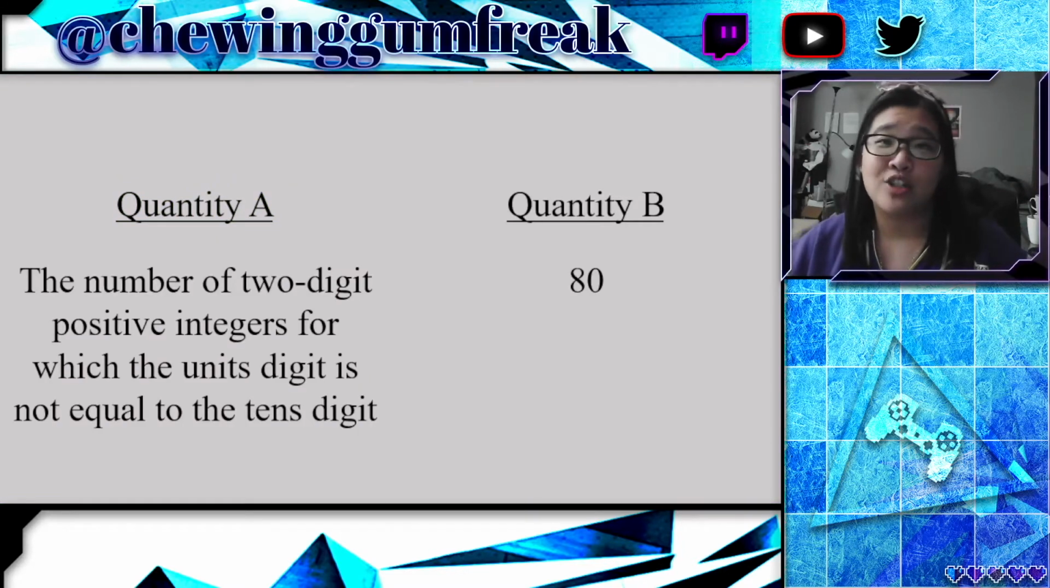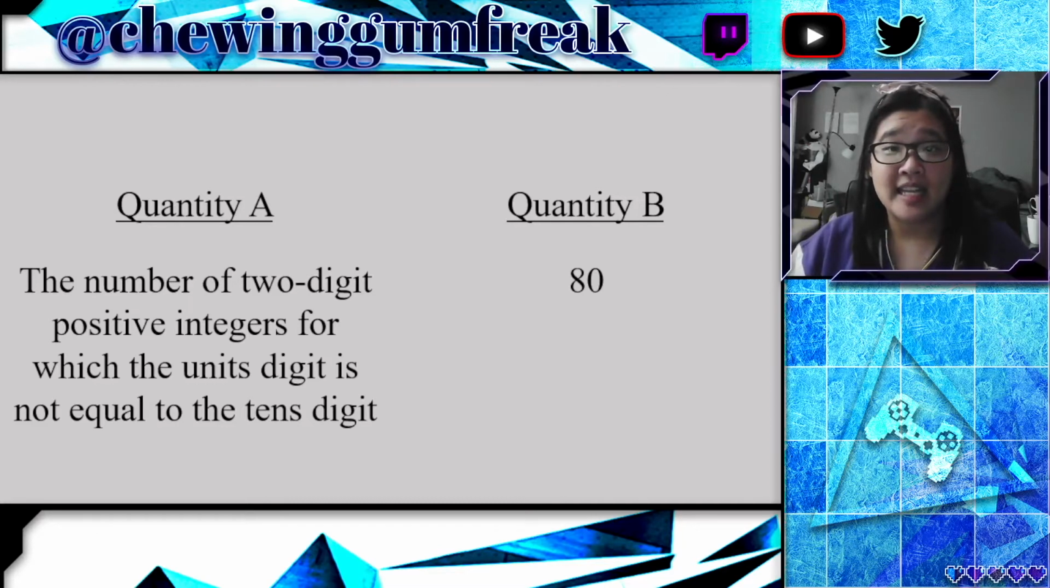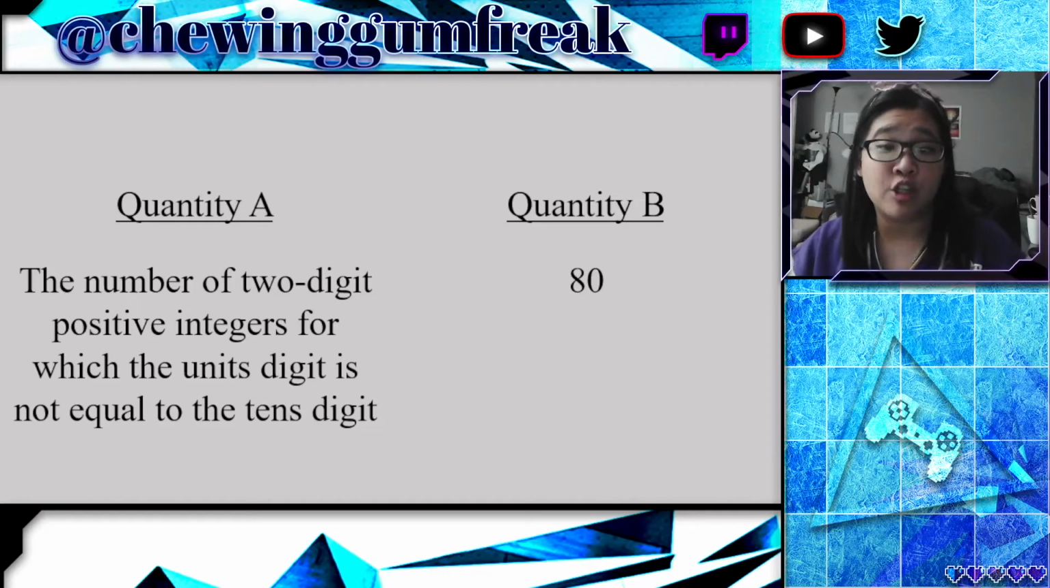The second question that I have for you today is this one. On quantity A, we have a small little word problem: the number of two-digit positive integers for which the units digit is not equal to the tens digit. And then quantity B is 80.